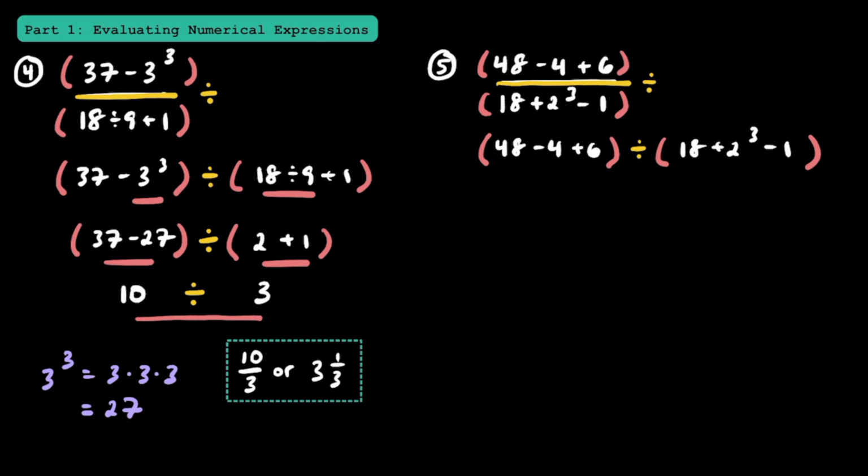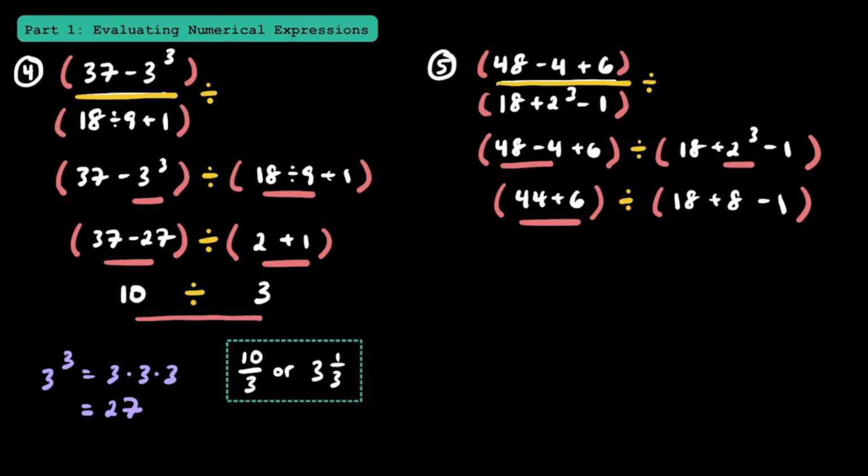In the left set of parentheses, we'll do the 48 minus 4 first. And since 48 minus 4 is 44, we'll have the quantity of 44 plus 6. And for the parentheses on the right, we're going to solve the exponent first. 2 cubed is equal to 8, so we'll have the quantity of 18 plus 8 minus 1. Don't forget, we still have a division between these.